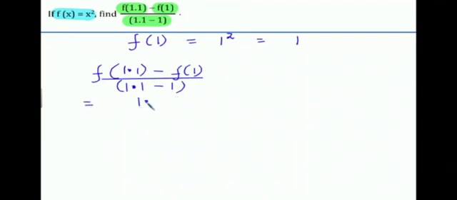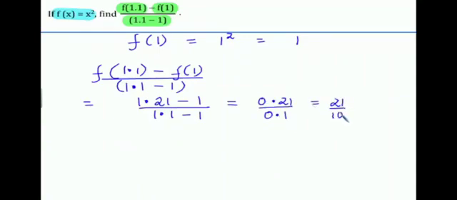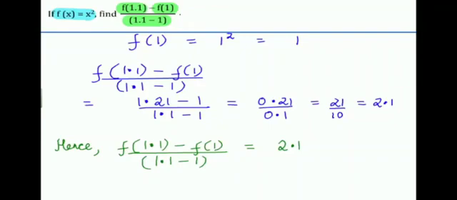So f of 1.1 is 1.21 minus f of 1 which is 1, divided by 1.1 minus 1, is equal to 1.21 minus 1, which is 0.21, divided by 0.1, is equal to 21 by 10. So your answer is 2.1. Simple. Hence your answer is 2.1. So if you have to find f of 2, then put 2 in place of x; if you have to find f of 5, then put 5 in place of x. Whatever you have to find, put on behalf of x.